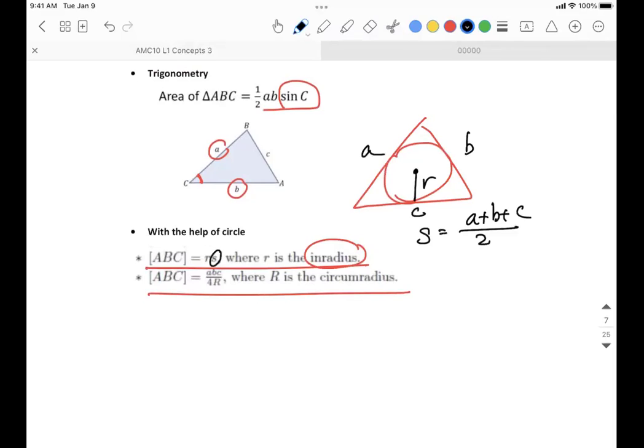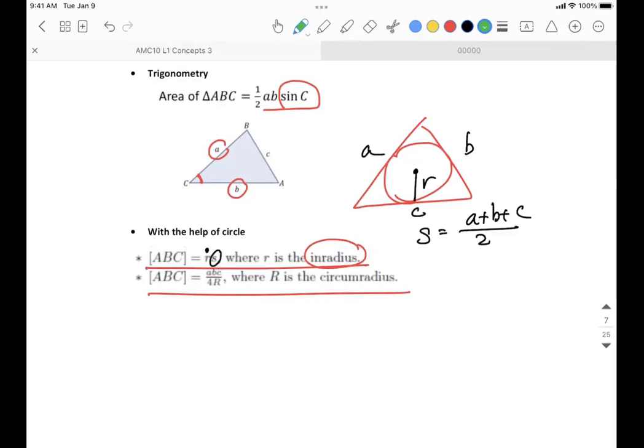Okay, I have a triangle with three sides, A, B, C. The area of my triangle could be (A plus B plus C) divided by 2, then times R, where R is the radius of my incircle. Okay? This is one way.